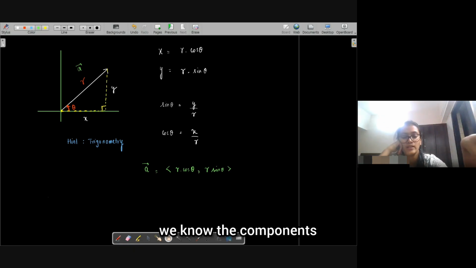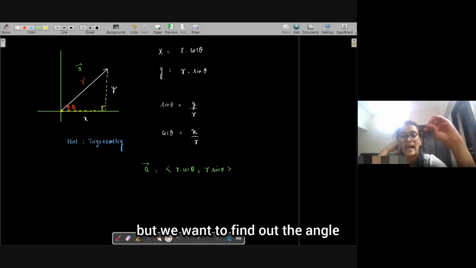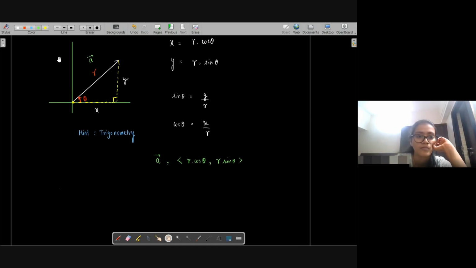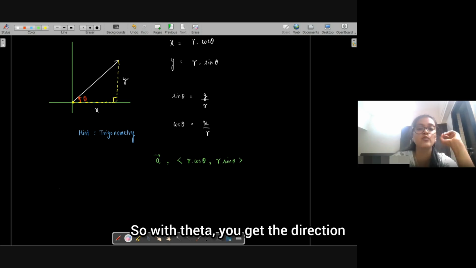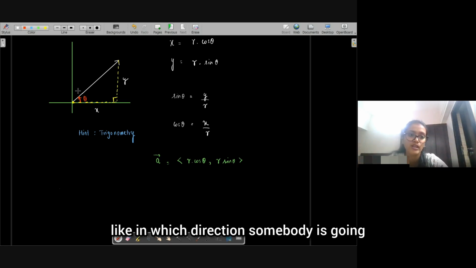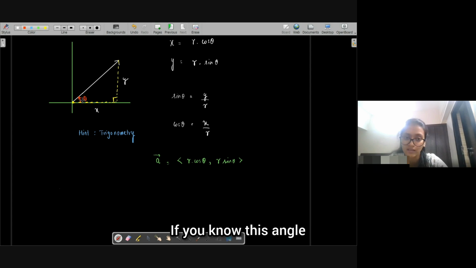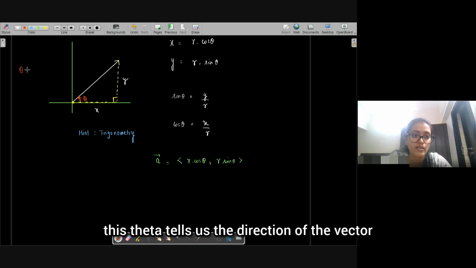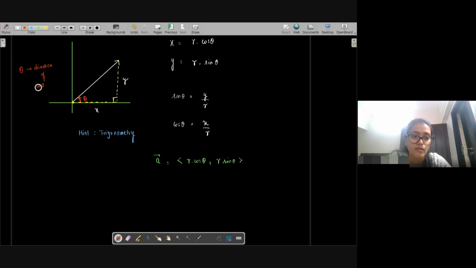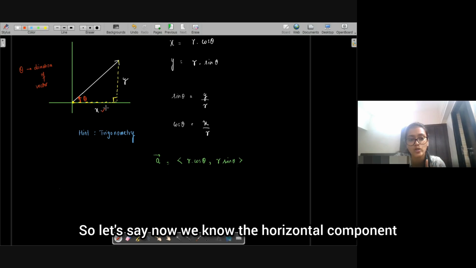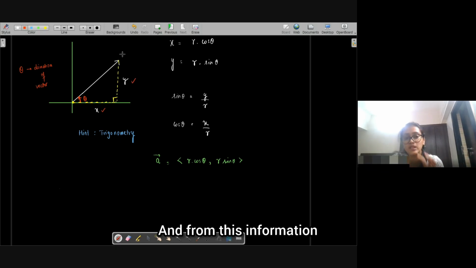Now we'll do the opposite. Let's say we know the components, but we want to find out the angle. How can we find out the angle? And we don't know the magnitude, let's say. We know x and y, and we want to find out theta. With theta, you get the direction, like in which direction somebody is going. This theta tells us the direction of the vector. So let's say now we know the horizontal component and the vertical component. And from this information, can we determine the value of theta?